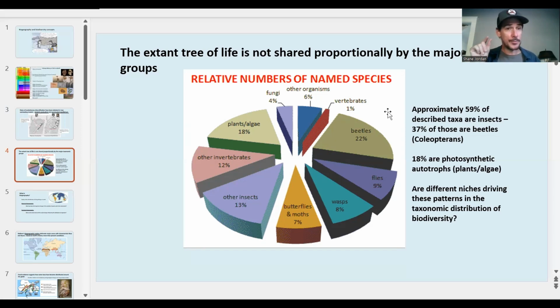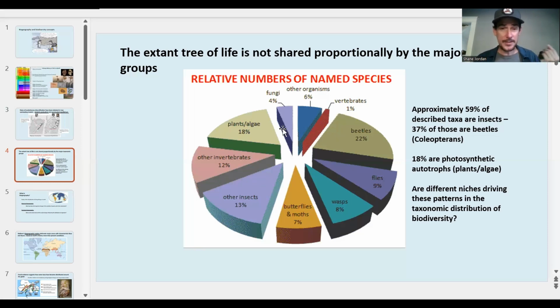They tend to be rather small organisms. They tend to be rather efficient organisms that can reproduce rapidly when given the opportunity. And a lot of them can fly, and flight enables dispersal to new habitats, potentially allowing diversification to occur via the process of speciation. So anyway, it's hard to say exactly what's going on there, but we do know for a fact that most of the biodiversity on our planet is represented by these insects.